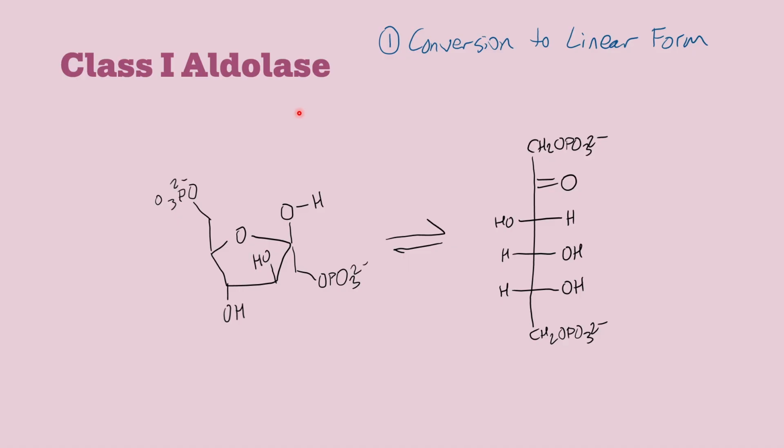For class 1 aldolase, the first step is to convert F16BP from its ring form into its linear form. This is the exact same molecule here, just in two different forms. The ring form is much more common in the cell, but the enzyme active site contains catalytic side chains that allow it to easily convert into the linear form. A basic side chain deprotonates the hydroxyl group, causing these electrons to come down and to form the ketone. This leaving group gains an H+ and is in fact this OH group in the linear form.